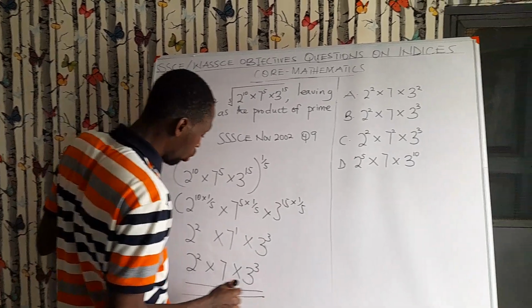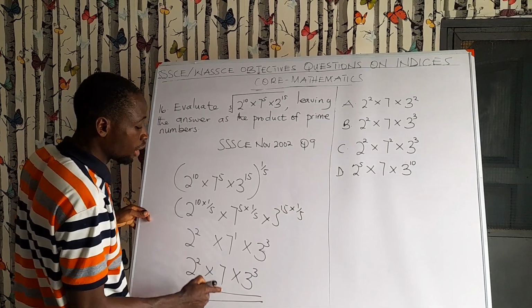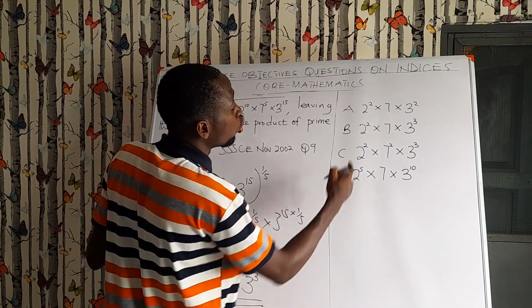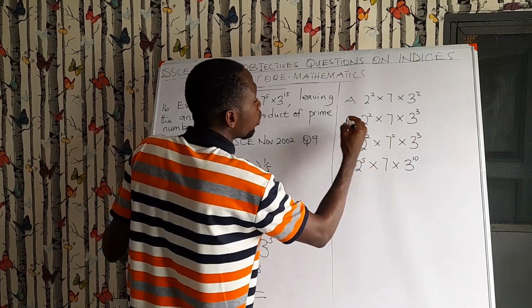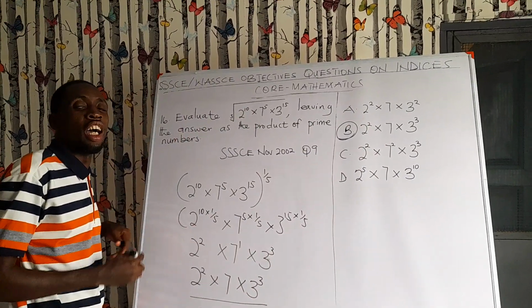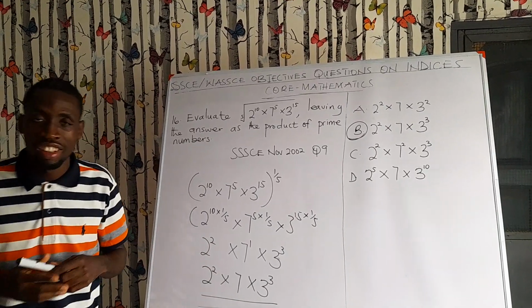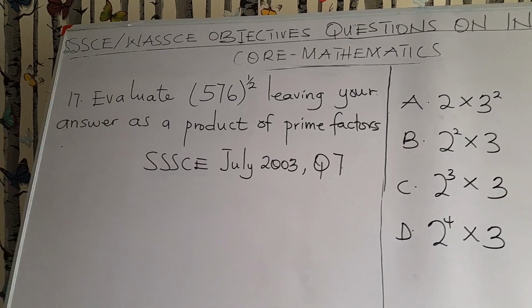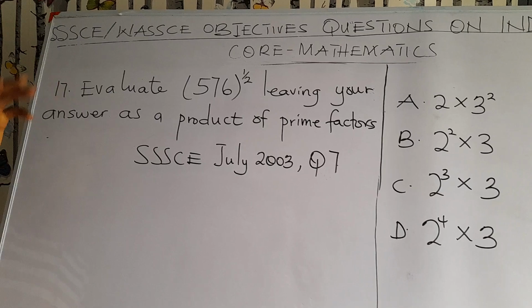So when we check it through, we have 2 exponent 2 times 7 times 3 exponent 3. The correct answer then is B. I hope you had it correct. So pause the video and see if you can find the solution to this.